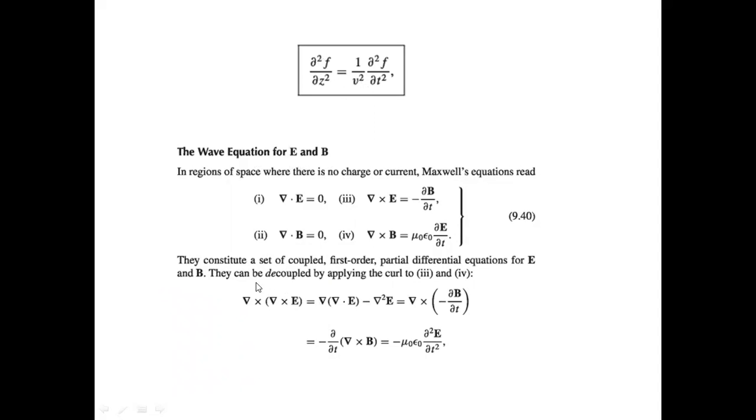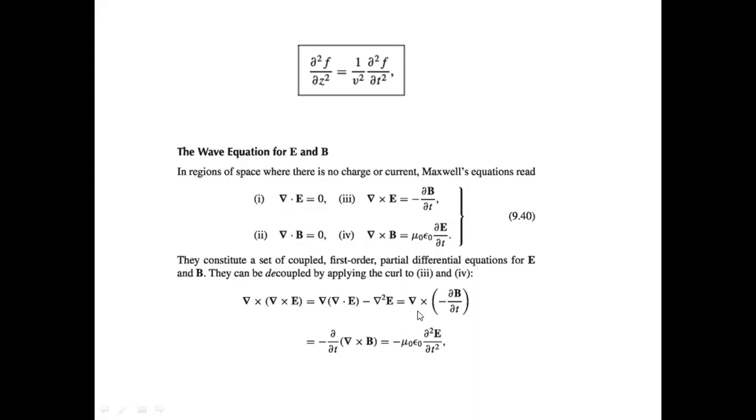So, what we do is we take the curl of the third Maxwell's equation, which is Faraday's law. And when we do that, you see here, this is the identity. This is the curl of E, this expression. This is a vector calculus formula. When you do that, we know that del dot E is equal to 0 because we are talking about regions of space where there is no charge. We're talking about Maxwell's equations where there is no charge. So del dot E is 0.